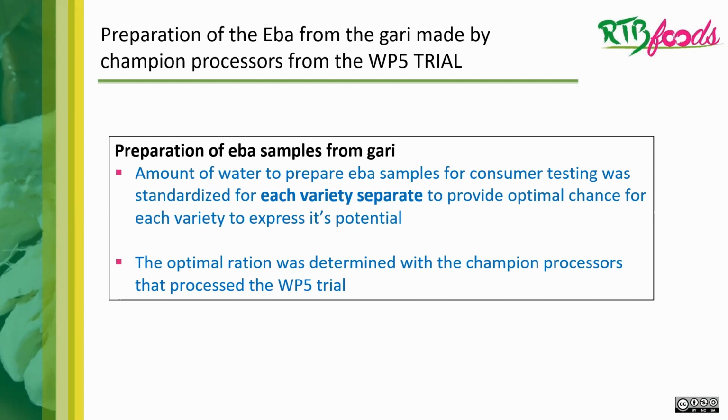So at that point, we standardize for each variety the water-GARI ratio, and that will be used for the consumer testing. So each variety that is prepared at the consumer testing stage uses that information. So that uses a standardized ratio for each variety.